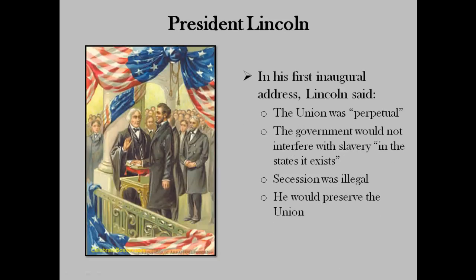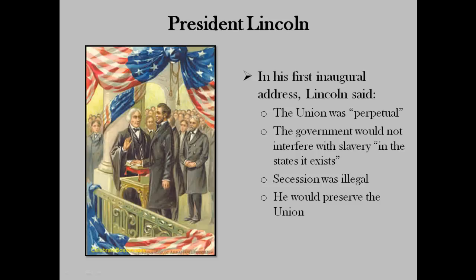By the time he took office, 7 southern states had seceded from the United States. Upon coming into office, Lincoln claimed that the Union was perpetual. It was never-ending. His message to Southerners was that the United States government would not abolish slavery where it already existed. Remember, as a candidate, Lincoln wanted to stop the spread of slavery, not end the institution.